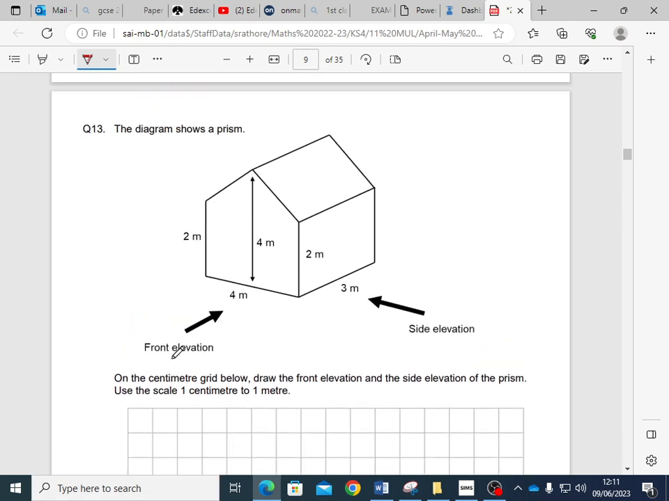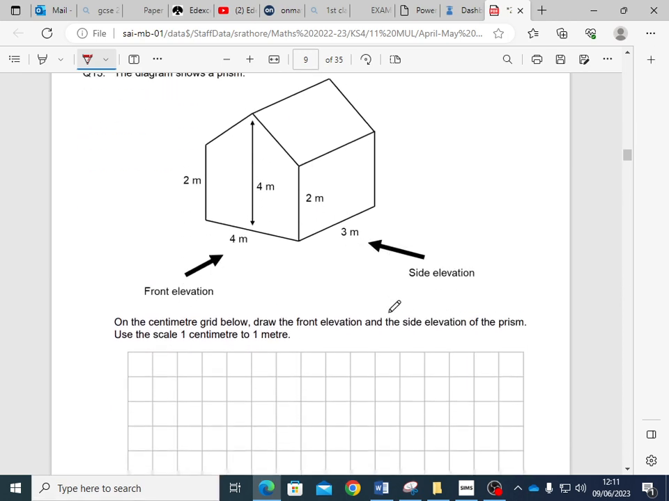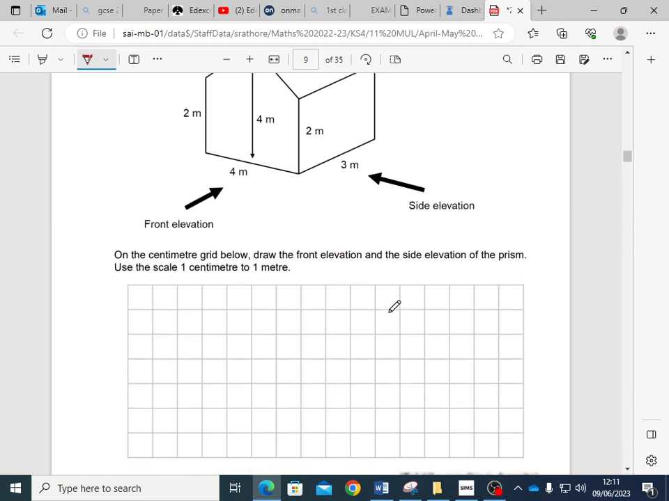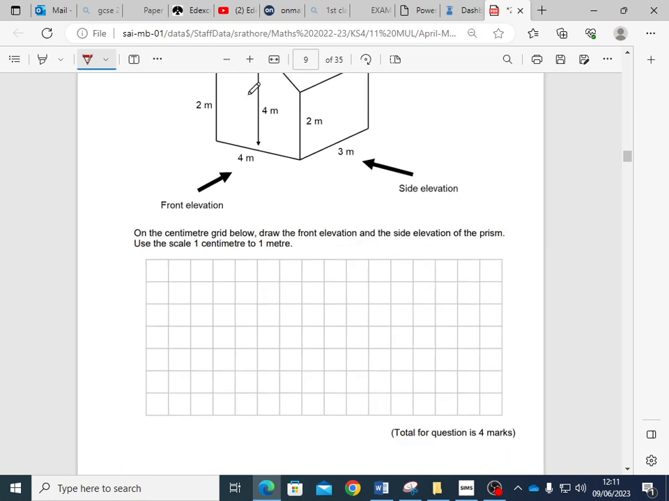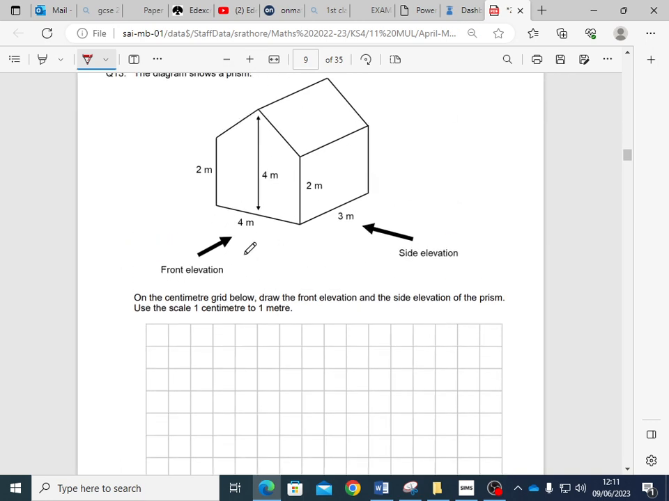So this is the front, and this is the side. Now just be careful here. It's saying 1 centimeter equals 1 meter. I'm just going to reduce this a bit so I can get it all on. So basically, that's going to be 4 along here representing 4 meters. That's going to be a height of 2 meters. Now in the middle it's going to go 4.